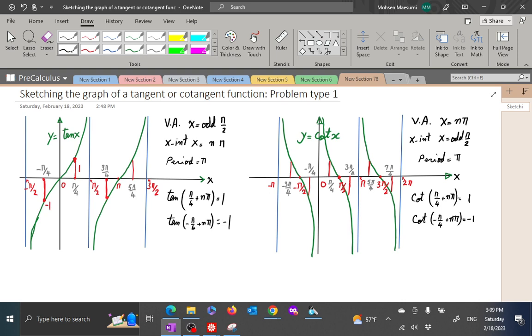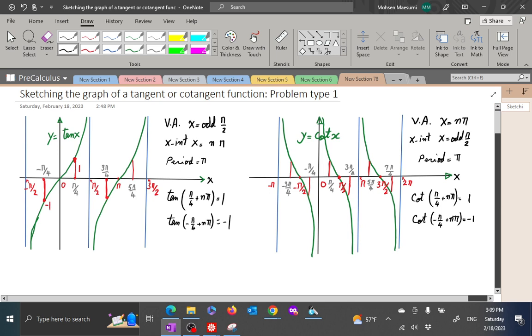For cotangent, we had a similar picture, except that the vertical asymptotes are at multiples of pi, x-intercepts at odd multiples of pi over 2, the period is still pi, cotangent of pi over 4 is 1, and cotangent of minus pi over 4 is minus 1, and it repeats itself every pi. Okay, so we just have these two, secant and cosecant, pushed to some other section.